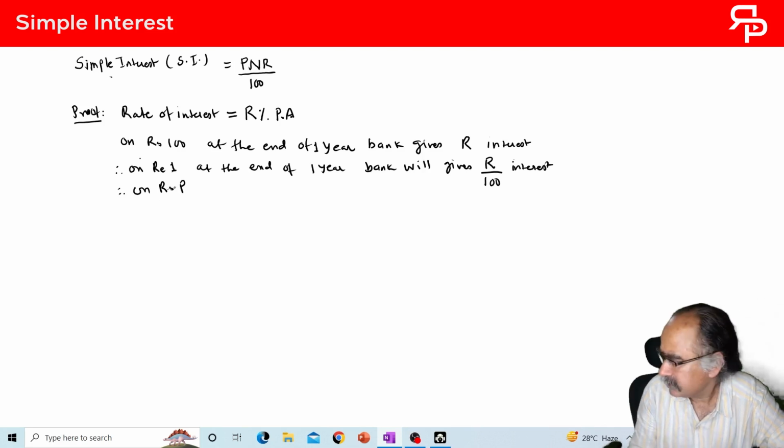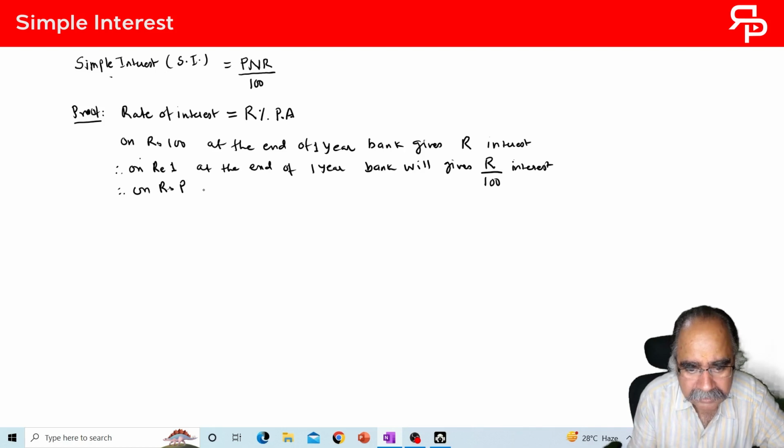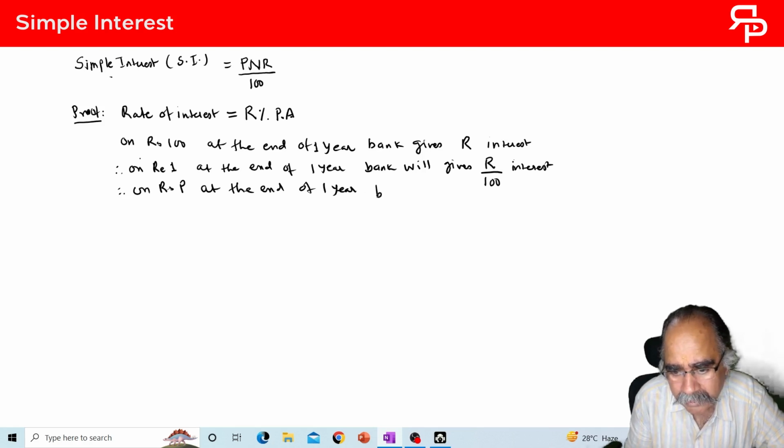what are you doing? In 1 we are multiplying by P. So on rupees P, at the end of 1 year only, the bank will give, now you have multiplied by P, so here also you have to multiply by P. So PR by 100 rupees interest.